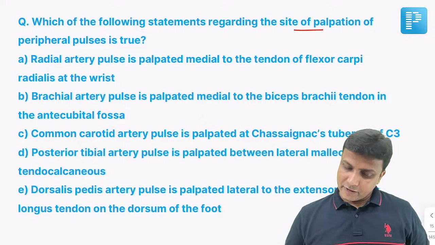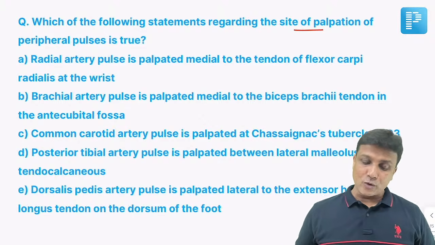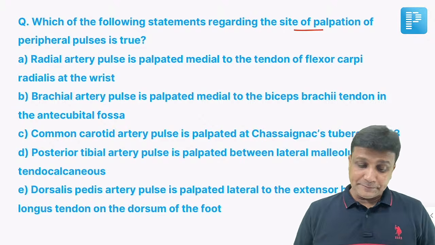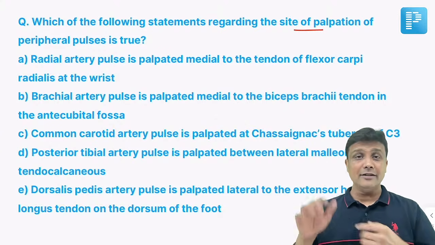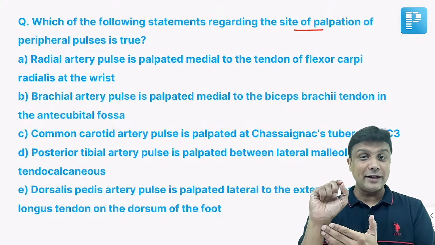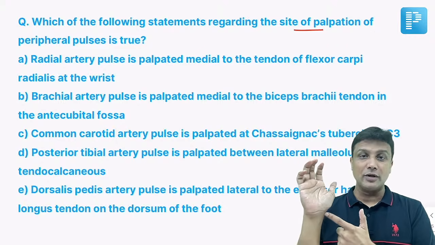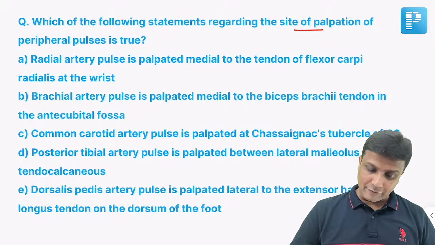Which of the following statements is true? Yes, of course, they're asking for the true statement here. So, radial artery pulse is palpated medial to the tendon of flexor carpi radialis. Remember, it is actually present towards the lateral side here. So this one will be a false statement.